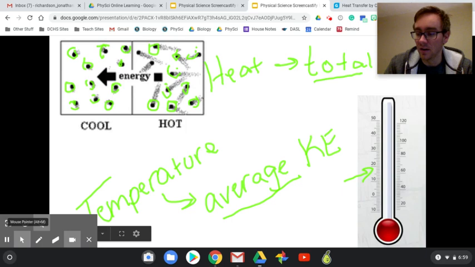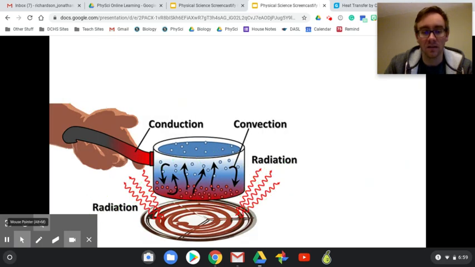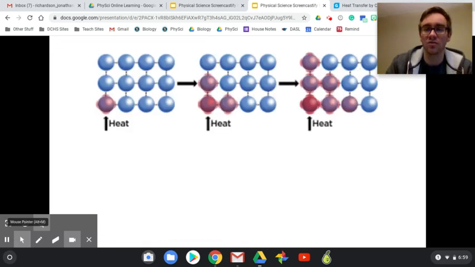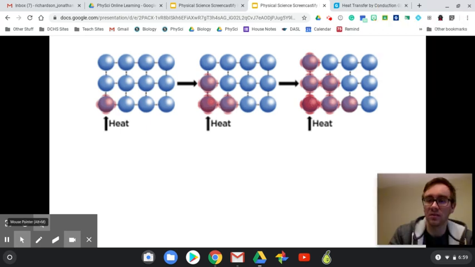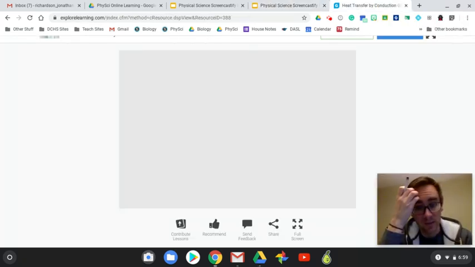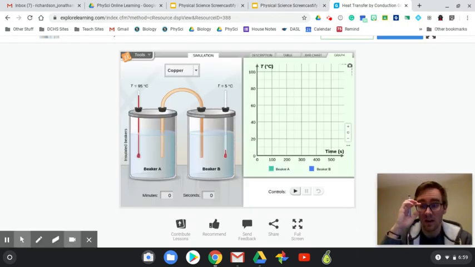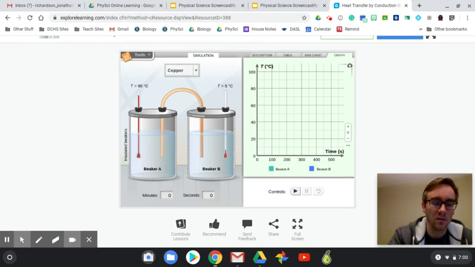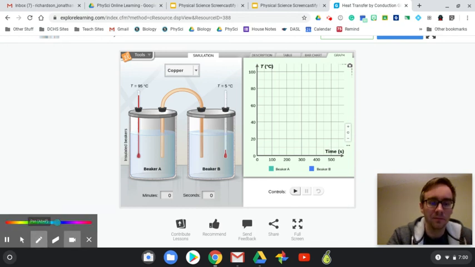Let's talk a little bit about how it transfers. To do that, I'm going to use a different tool. So what I have here is 2 containers. I have one that is very hot, and I have one that is very cold.